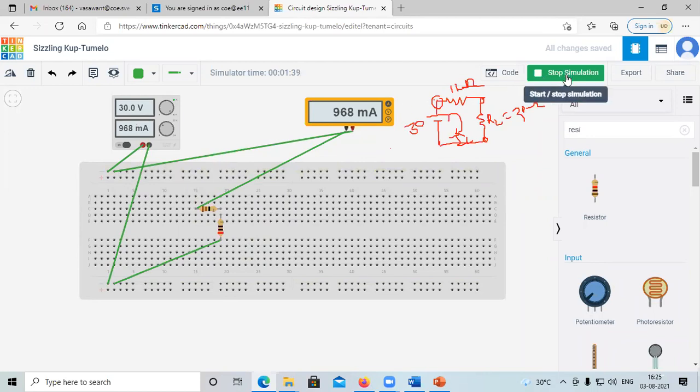Yes, sir. Okay. Now we will simulate the next one, that is the verification of Norton's theorem. We will take this experiment now.